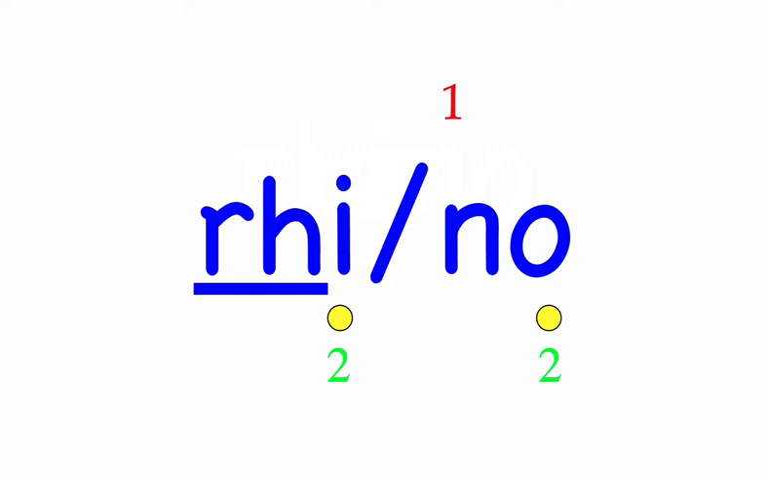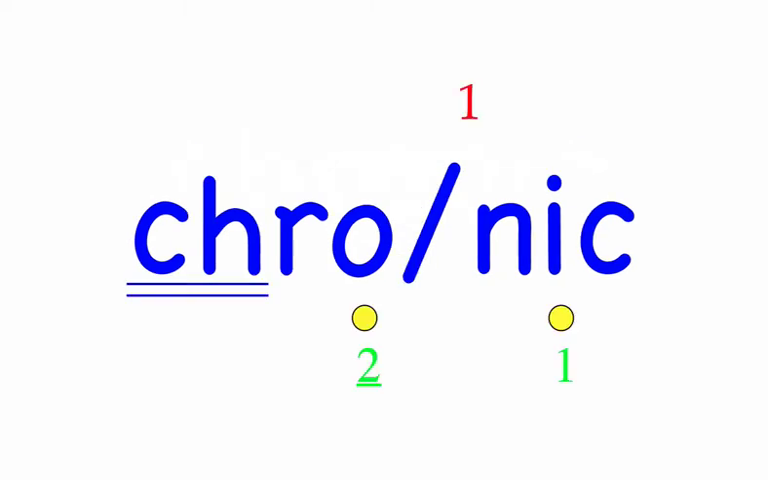Chronic. Unfortunately, he has a chronic illness. Chronic. Two syllables. First syllable, kra, three sounds, k, r, a. Nic, three sounds, n, i, k. Chronic. Mark the word.